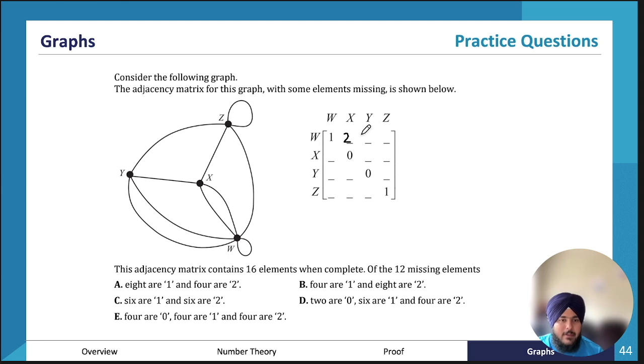Next, looking at this one, which is W and Y, we again have 2 connections between W and Y. So 2 goes here. And next, looking at W and Z.